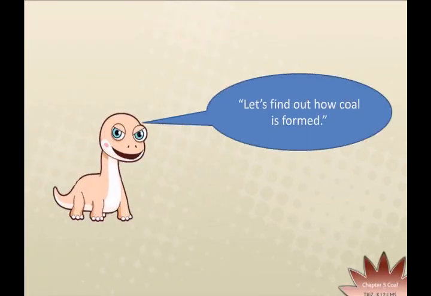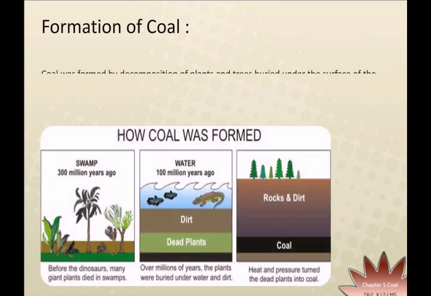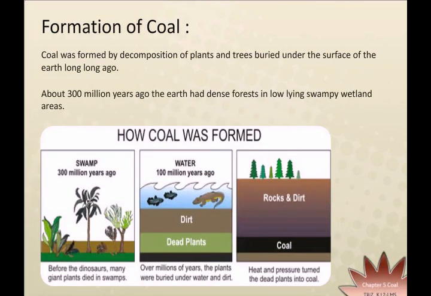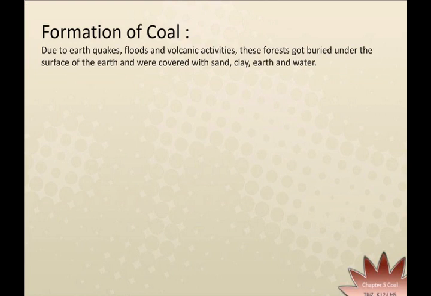Let's find out how coal is formed. Formation of coal. Coal was formed by decomposition of plants and trees buried under the surface of the earth long, long ago. About 300 million years ago, the earth had dense forests in low-lying swampy wetland areas. Due to earthquakes, floods and volcanic activities, these forests got buried under the surface of the earth and were covered with sand, clay, earth and water.